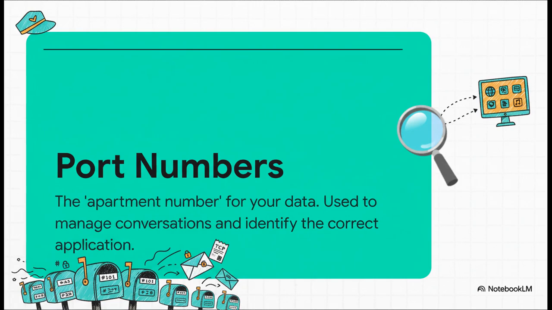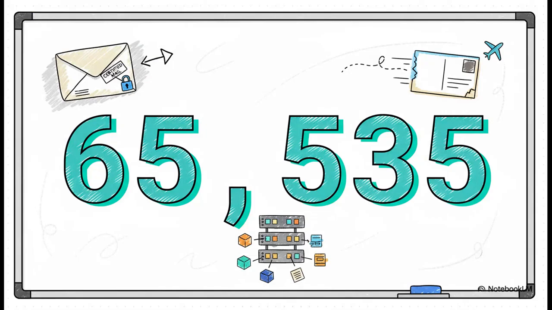Port numbers. If your device's IP address is the street address of the entire apartment building, then the port number is the specific apartment number inside. Every application running on your computer is listening on a different port, its own unique mailbox waiting for its delivery. And we're not talking about a small building here. This digital mailroom is like a skyscraper with, get this, 65,535 possible mailboxes, or ports. And it's that massive number that allows your one computer to have dozens of separate conversations, your game, your browser, your music stream, all happening at once, without a single piece of mail ever going to the wrong door.